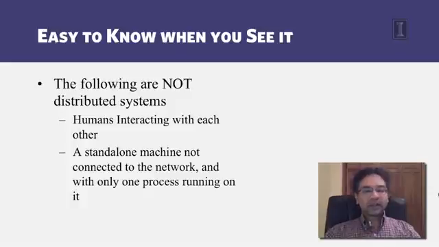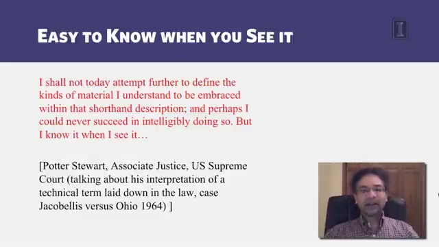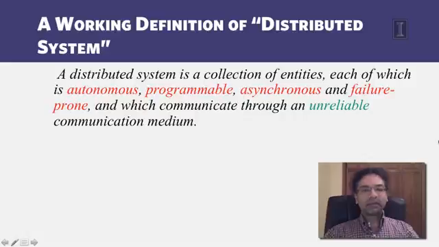As I mentioned before, there are some examples that when you see them, you know that it's not a distributed system: humans or birds interacting with each other, a standalone machine not connected to a network. So we know it when we see it, and this is captured very nicely in a quote by Justice Potter Stewart in a case in 1964, where he essentially said, I know it when I see it, but it may be hard to define it. So we're going to venture forth a definition, and this is my working definition. This will work for this version of the course.